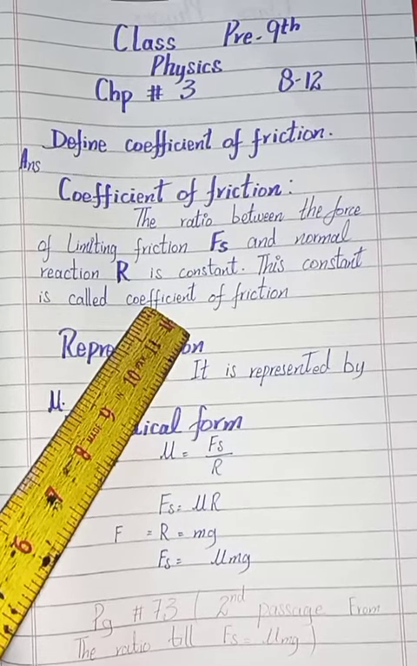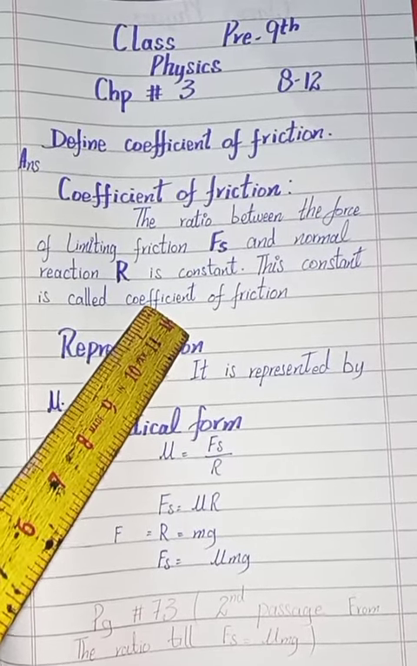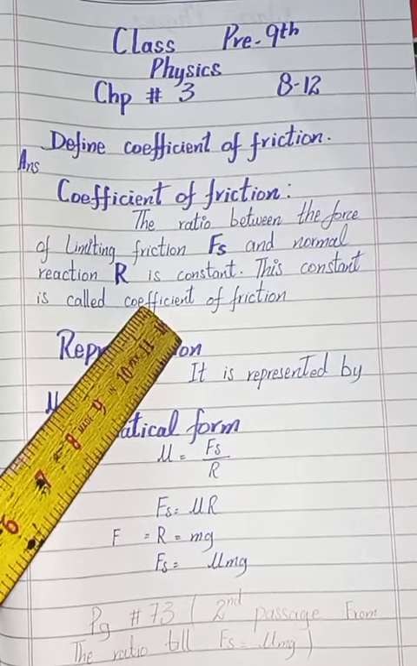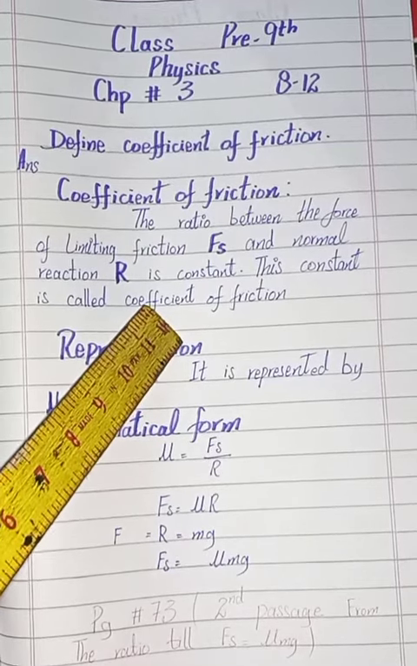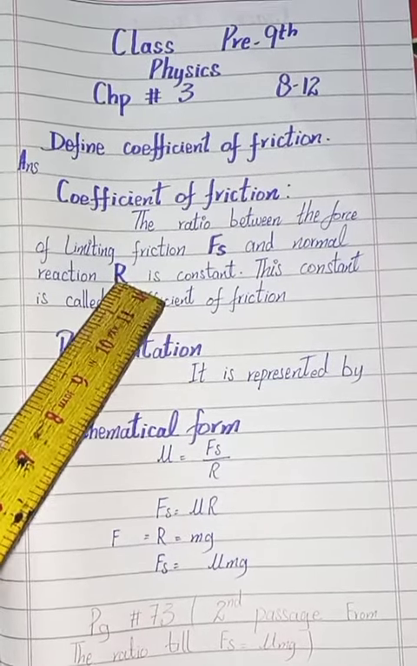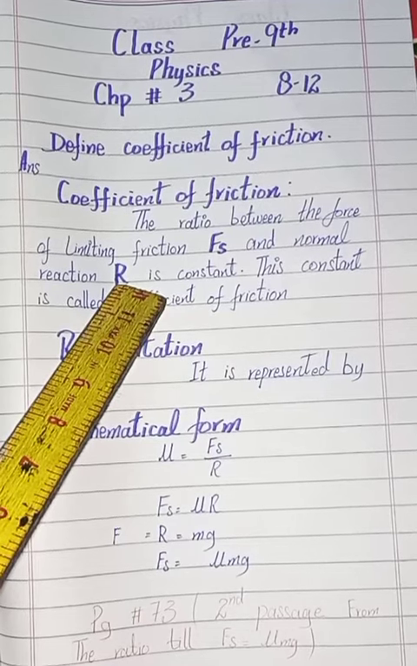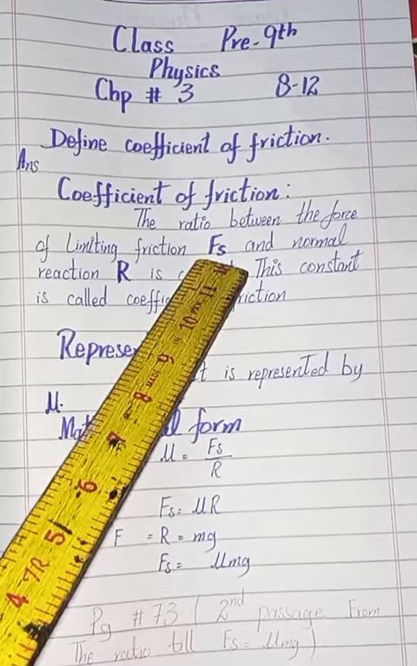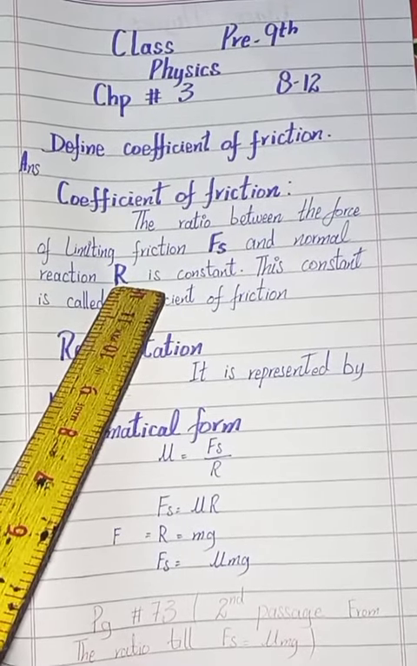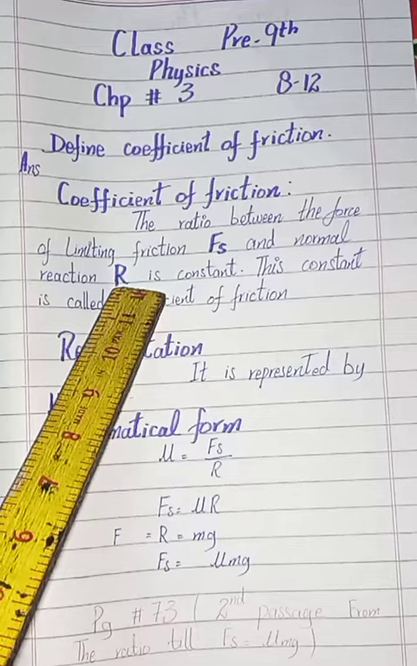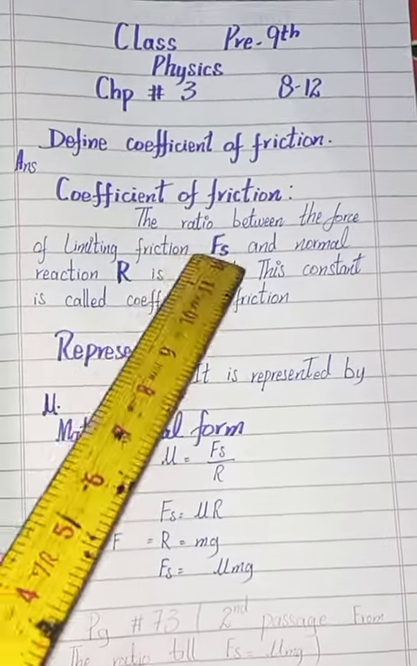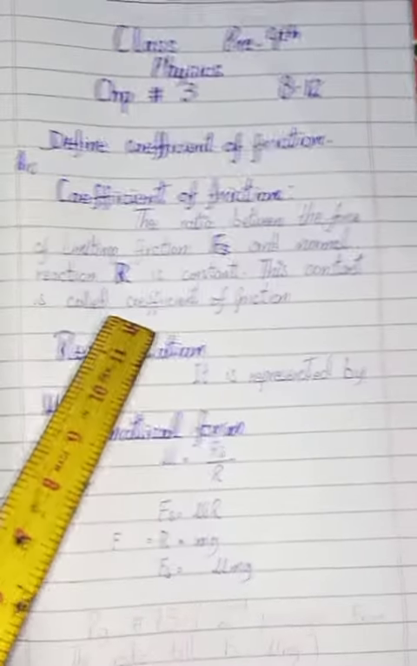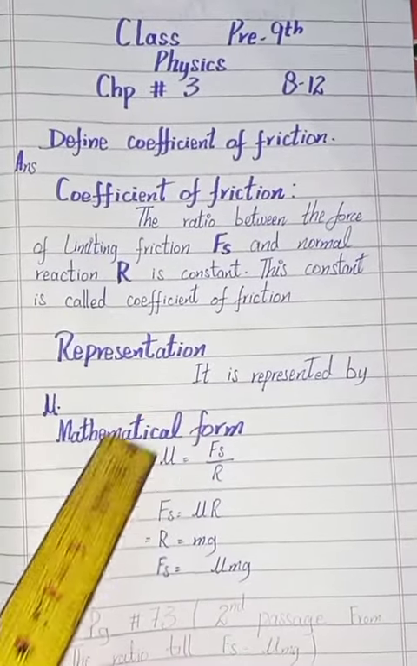At that time, according to Newton's third law, the pressing force is downward and its reaction is normal, which is upward. So it is called the reaction of the pressing force. So the ratio between the force of limiting friction Fs and the normal reaction, which is the reaction of the pressing force, is constant, and this constant is called the coefficient of friction, which is represented by mu.